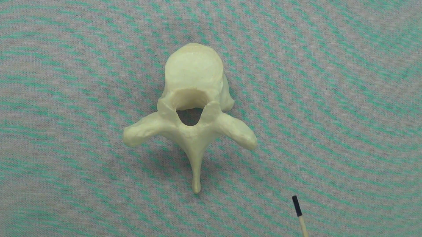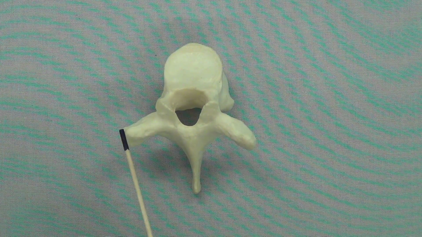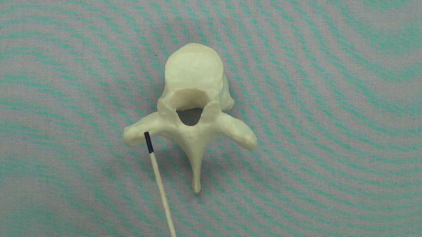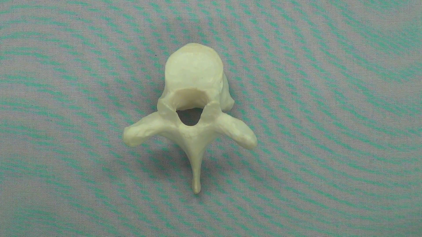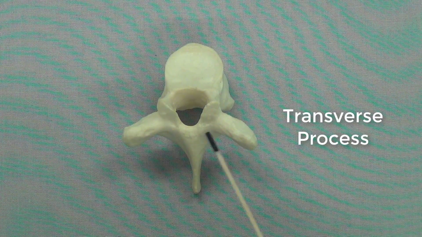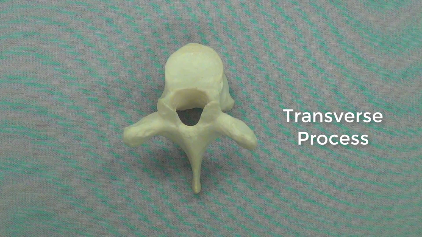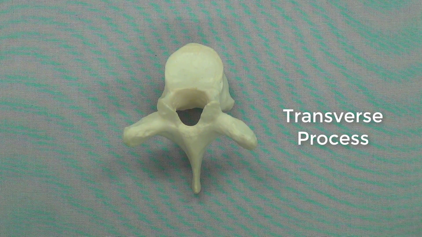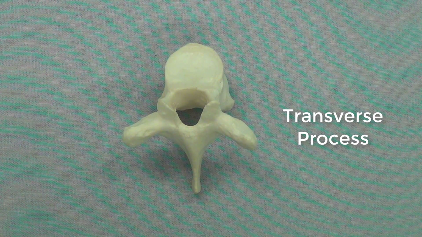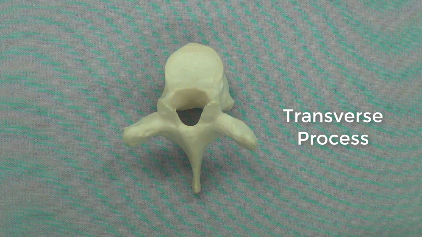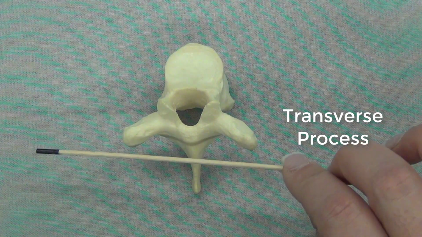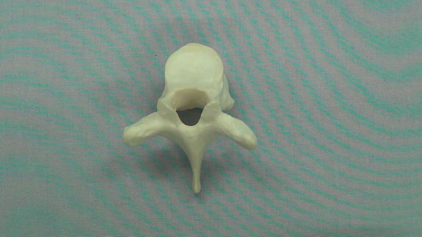All vertebrae also have these 2 projections of bone that stick out to either side of the vertebra. These are called the transverse processes. The transverse processes, when the vertebra is stacked up how it should be in the vertebral column, are lying in the transverse plane.